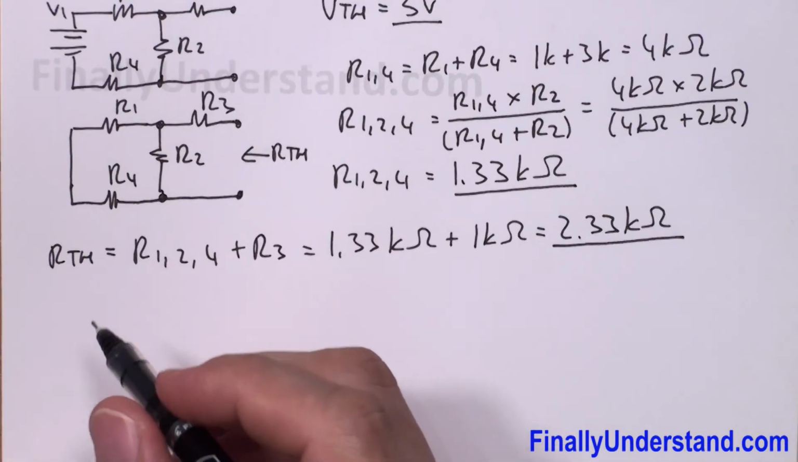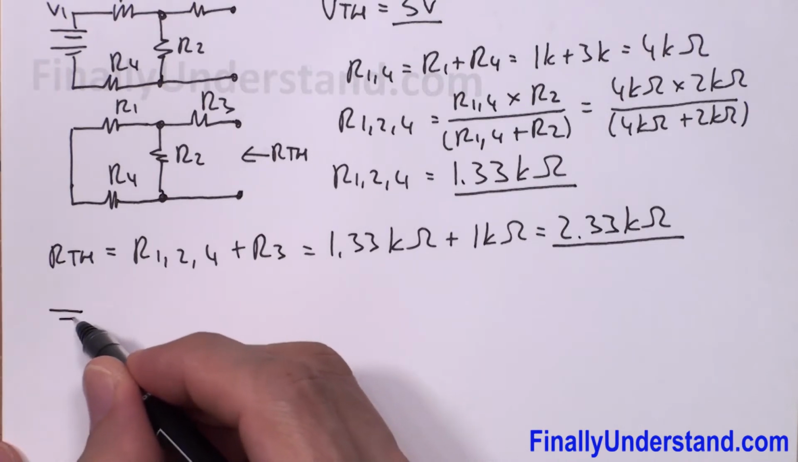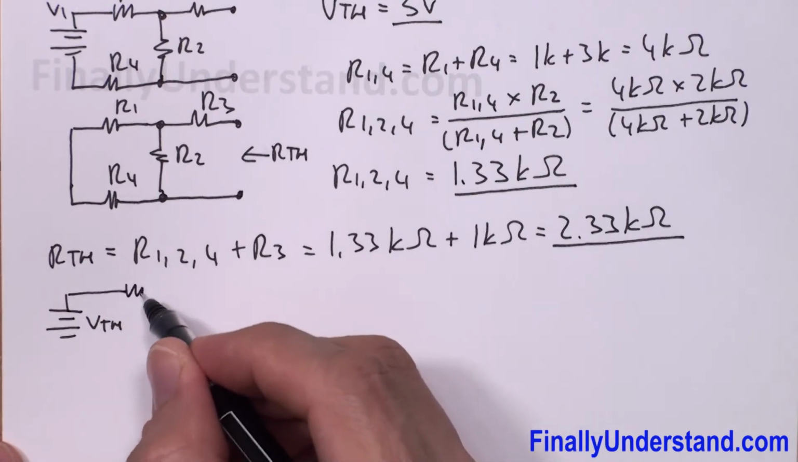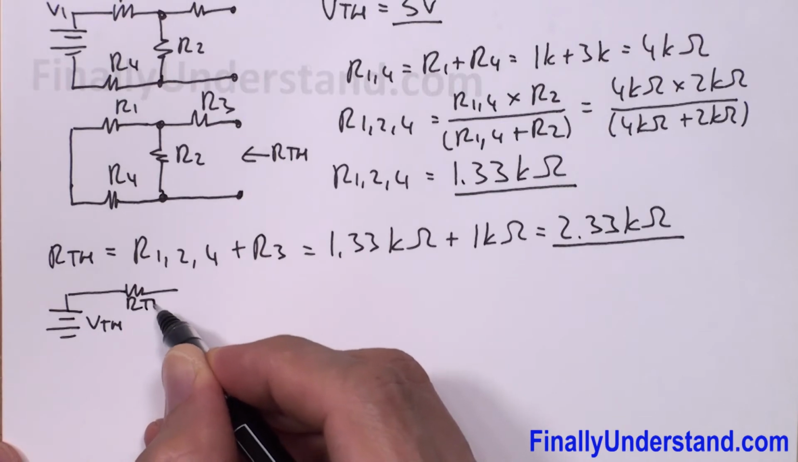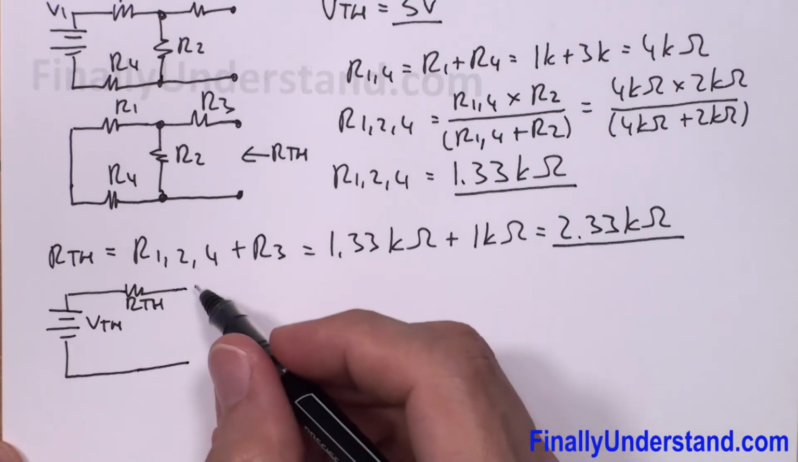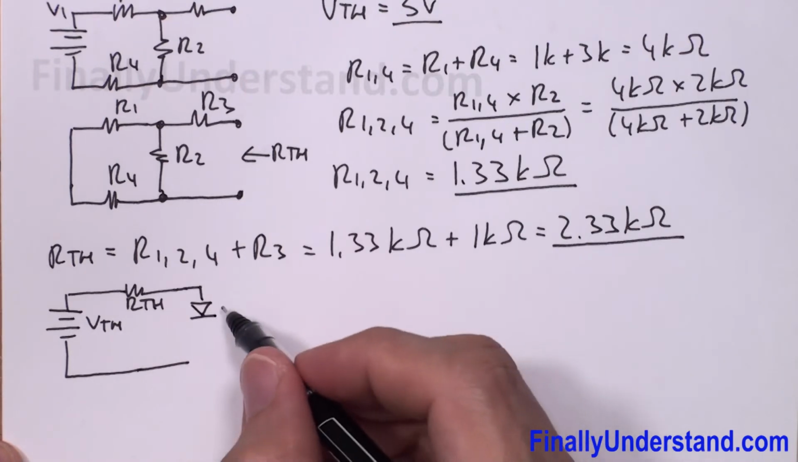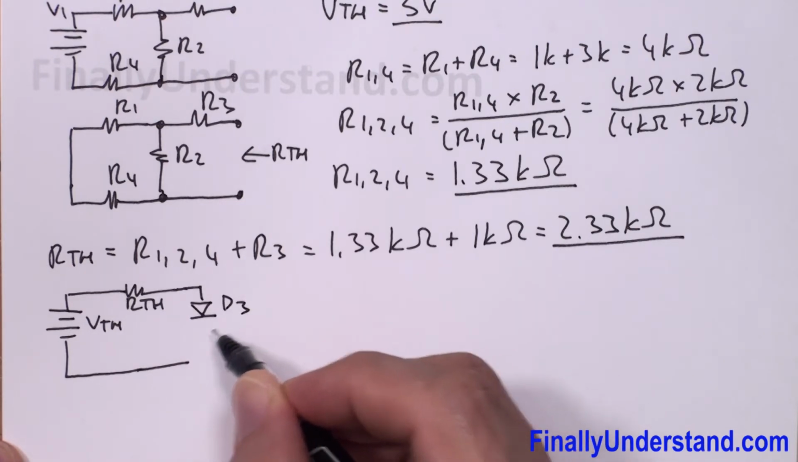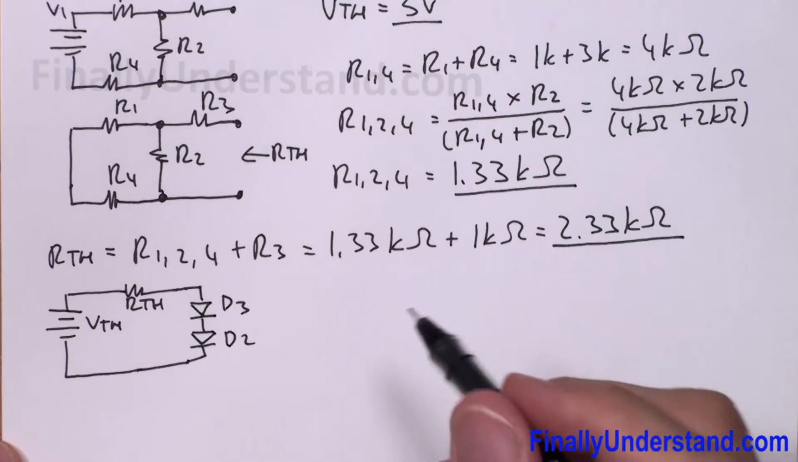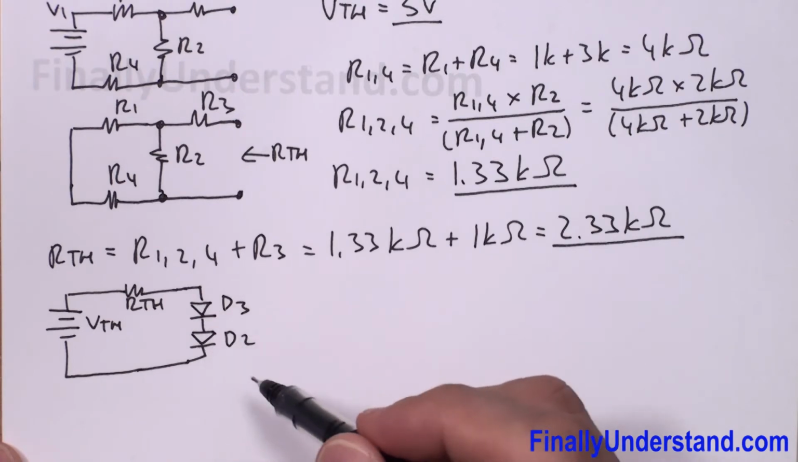Next, I can redraw the circuit. Okay, so I have my VTH and I have my RTH. Okay, RTH, and now I can bring back my diodes. Okay, so this is my D3 and this is my D2. Next, I'm supposed to find the current which will flow through these two diodes.